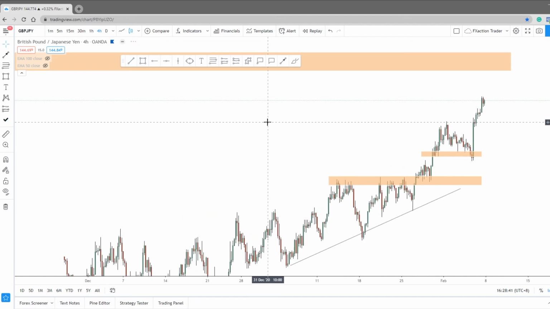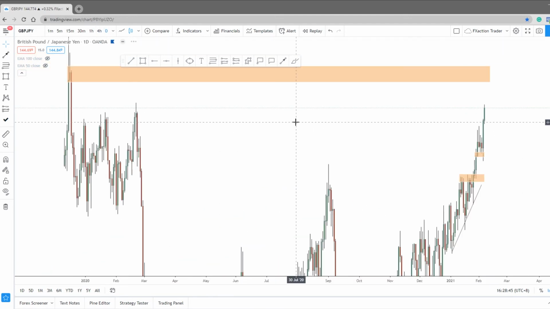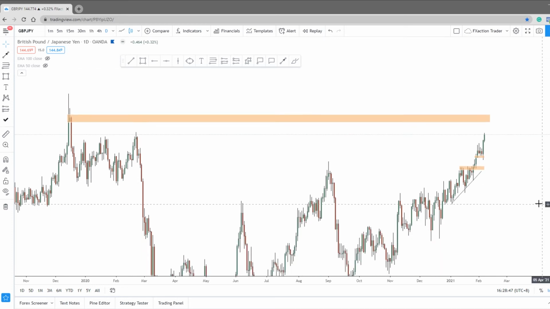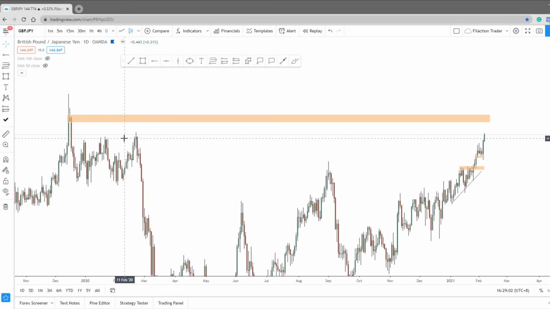Alright, let us have a look at this H4 chart. Before that, let us have a look at the daily chart. We can clearly see that this daily previous high, about 144.77, was broken, and the next possible high that market is likely to retest is around the area of 145.8.